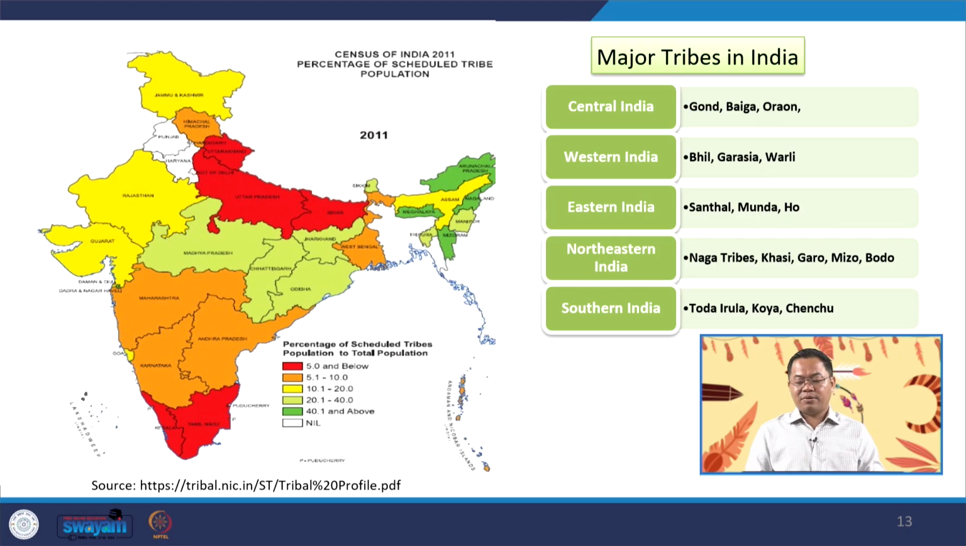But like I said, in terms of their numbers, in terms of their population, in terms of the levels of development, you will see that most tribal communities in the northeast are quite developed, quite advanced in terms of education, healthcare, and life expectancy. But if you look at the levels of development of tribal communities in the state of Odisha or in the state of Madhya Pradesh, you will see that they continue to lag behind when it comes to basic human development such as education, healthcare, life expectancy, and so on and so forth.